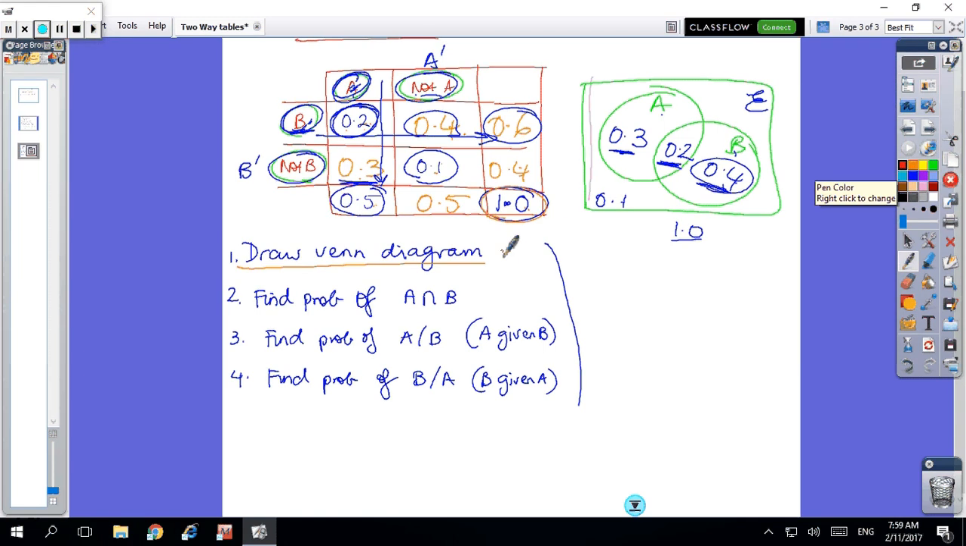Okay, so let's have a look at some actual questions now. So done the Venn diagram, tick. Find the probability of A and B. Now that is the intersection, so A and B is 0.2.